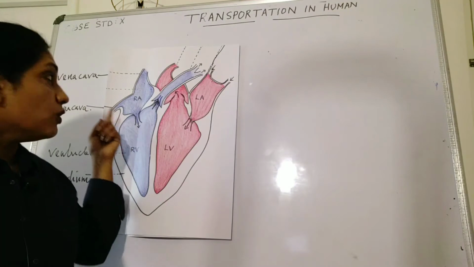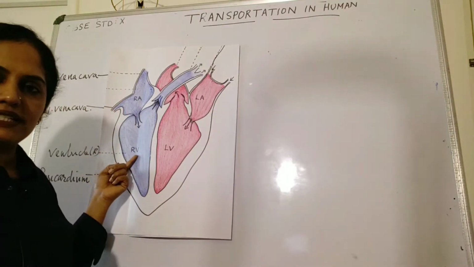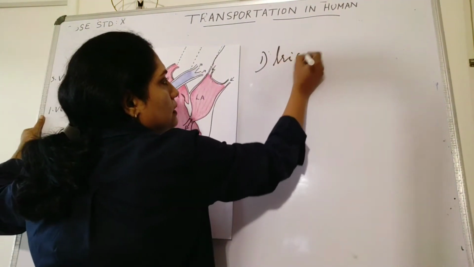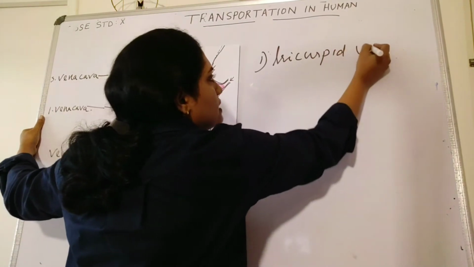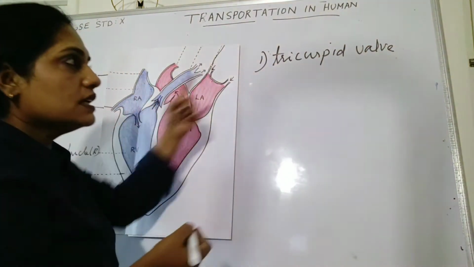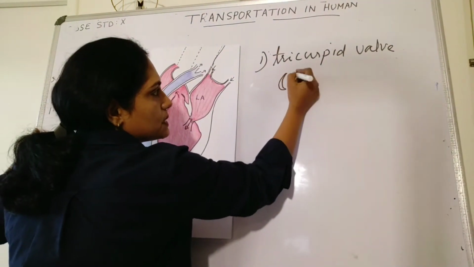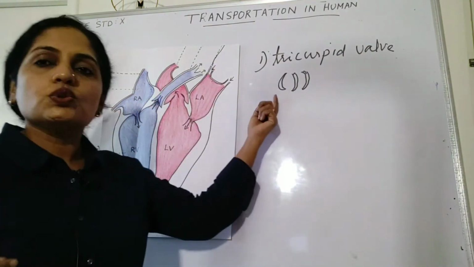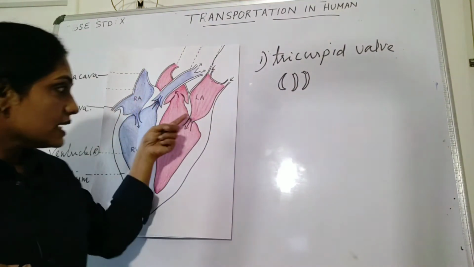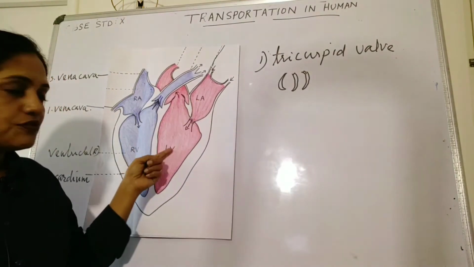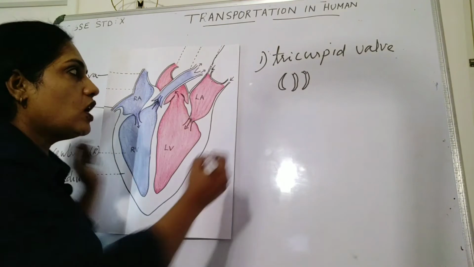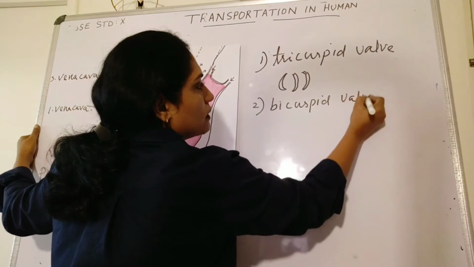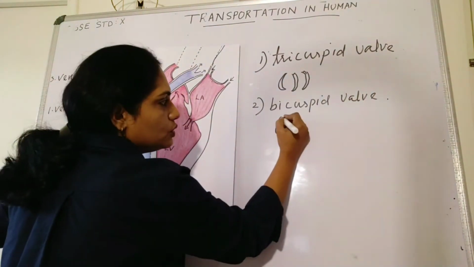Here at the junction of the right atrium and right ventricle, you can see a tricuspid valve. Why is it called a tricuspid valve? Because this valve has three cusps or three flaps. These flaps are attached to the wall of the heart. Likewise, at the junction of the left atrium and left ventricle, there is another valve called bicuspid valve. This valve has only two cusps.